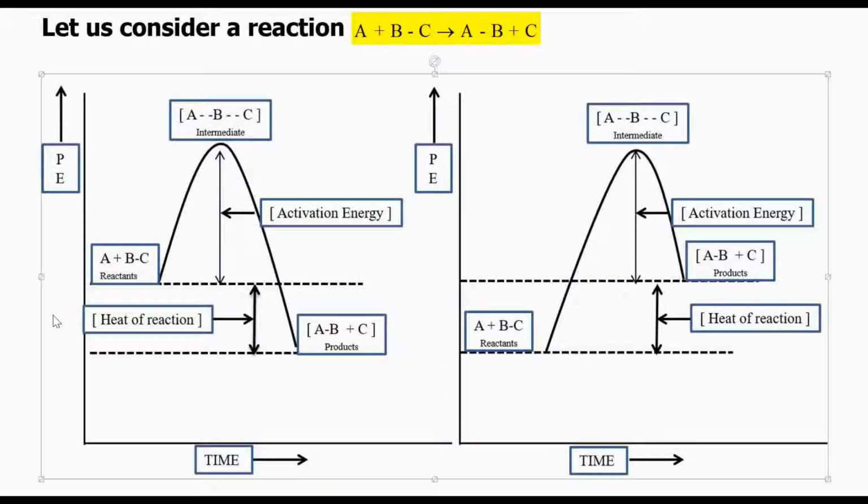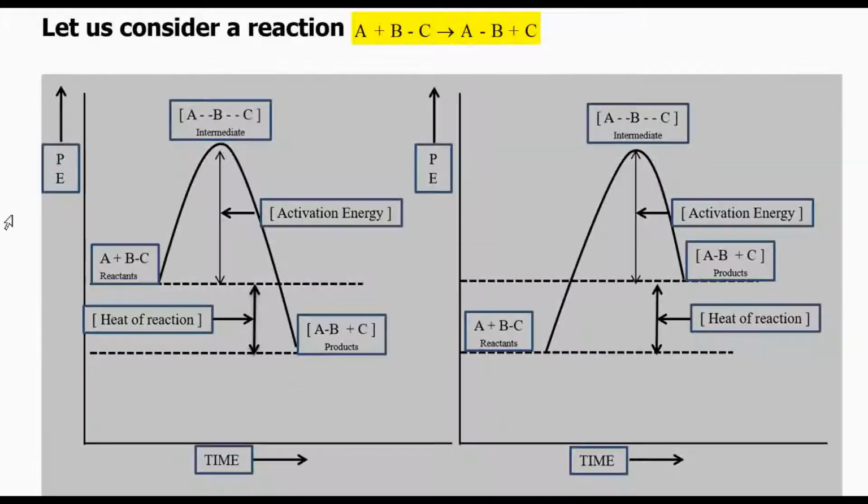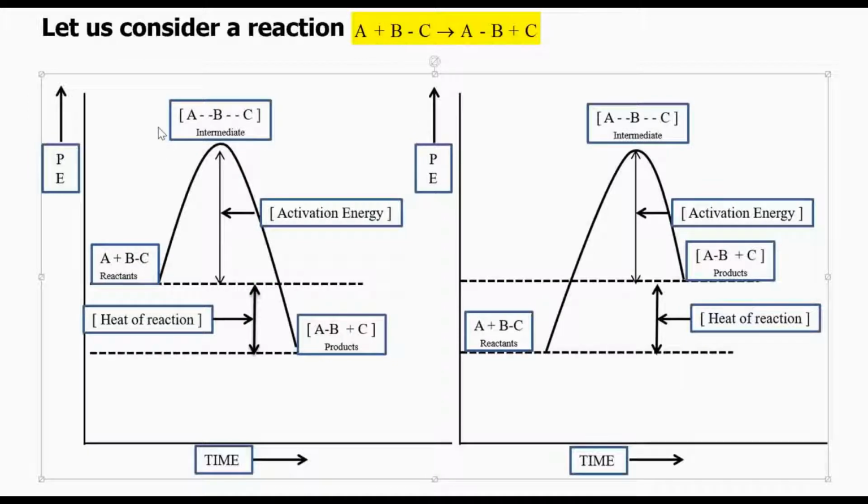Now we are talking about this hypothetical reaction, A plus BC gives AB plus C, where A is the attacking reagent, BC is the substrate, AB is the product, and C is the byproduct. Then let us understand the terms involved from the beginning.